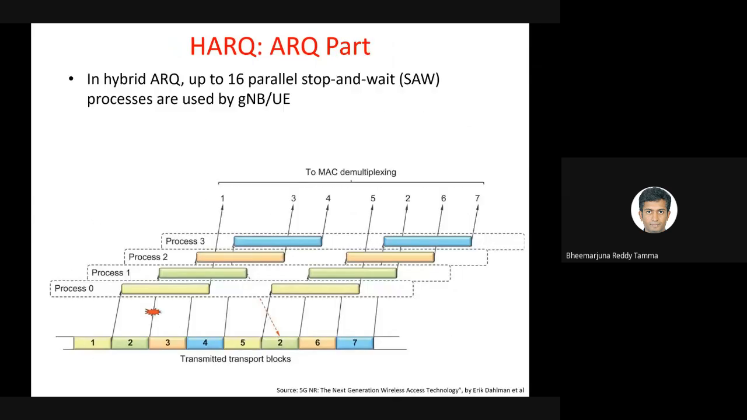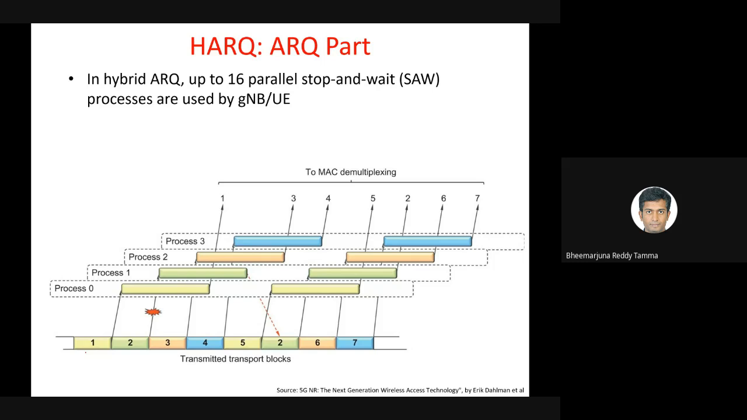Okay, so this is what I was showing you. I hope you are able to understand what I meant here. Unlike 8 stop-and-wait processes in LTE, we have 16 processes. That way we can send data in 16 parallel processes. Even though I'm using the word parallel, in a true sense, it is not parallel. So try to understand why they are not really parallel. Look at what is happening at the bottom.